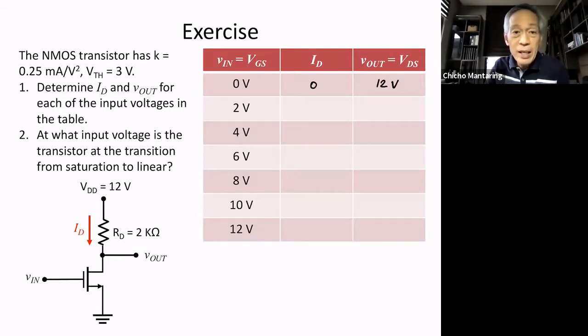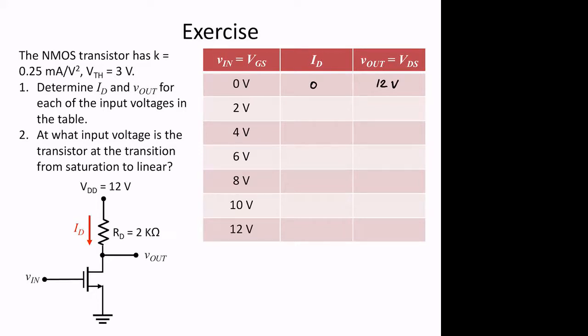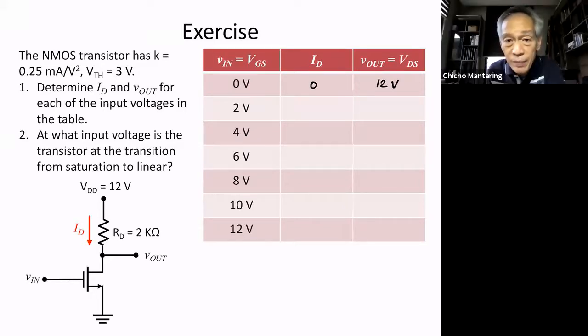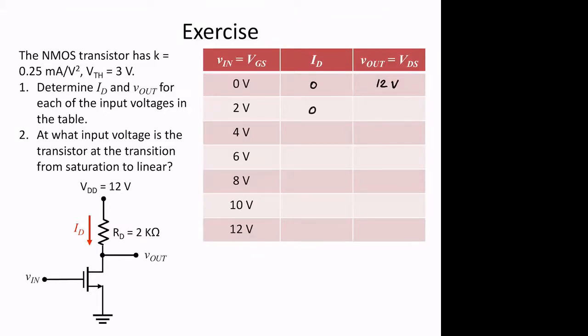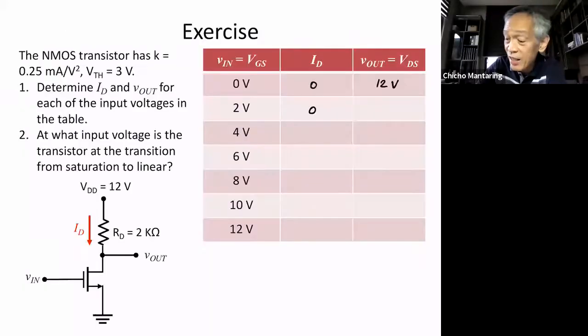Okay, can I hear somebody else? What is the value of I sub D? 2 volts. 0. What is that, Cedric? 0. 0, no? Because V in is still less than VTH. Mas maliit pa rin yung VTH. So naturally, ang V out will still be equal to 12 volts.